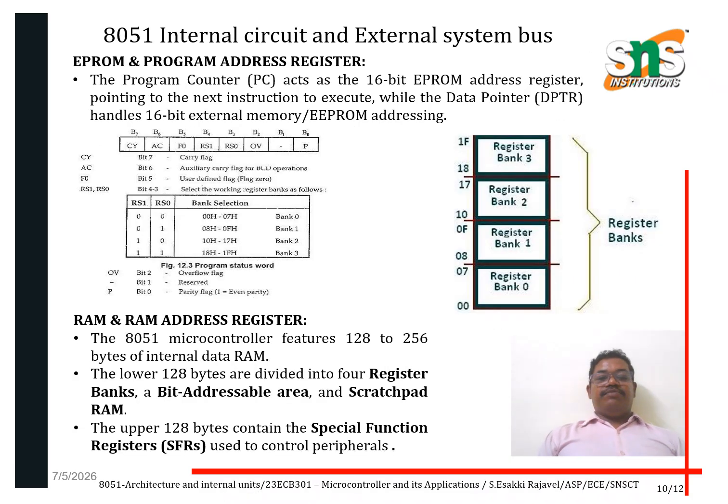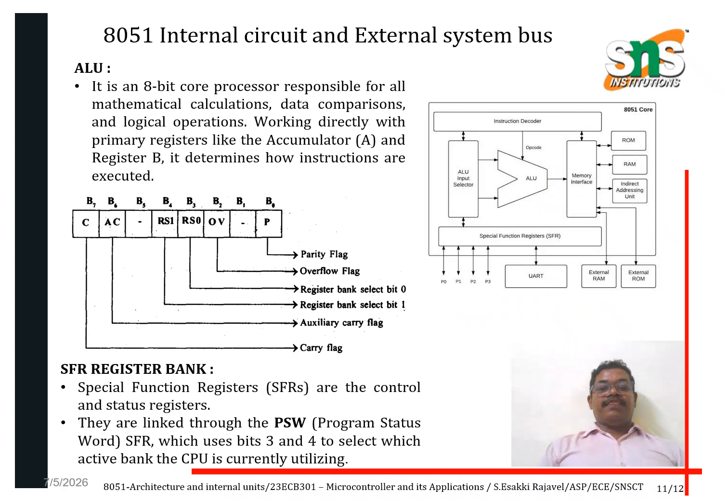Next is the EEPROM and EEPROM address register. The address register contains an 8-bit pointer, and it has four register banks: bank 0, bank 1, bank 2, and bank 3. The lower 128 bytes are divided into 4 register banks, a bit-addressable area, and scratchpad RAM. The upper 128 bytes contain the special function registers, which are used to control the peripherals. This is the ALU operation of the 8051.